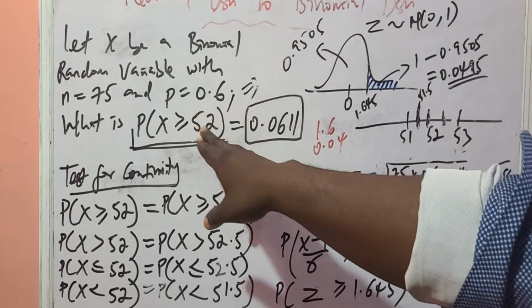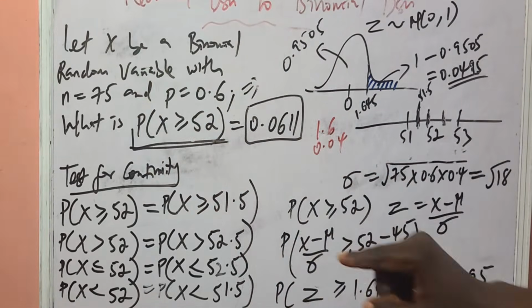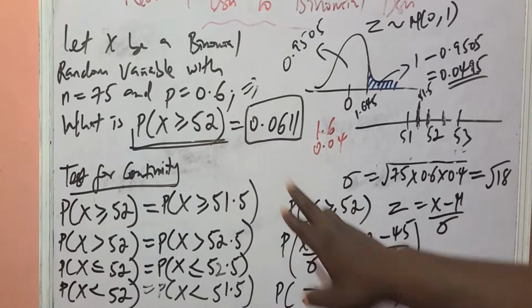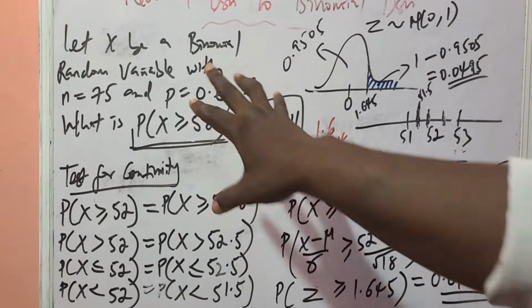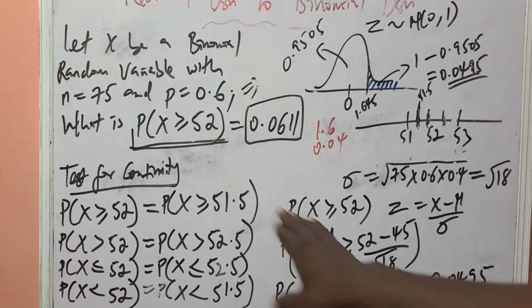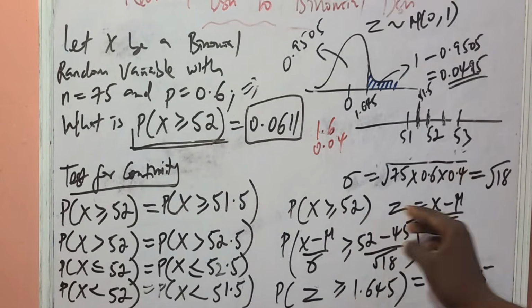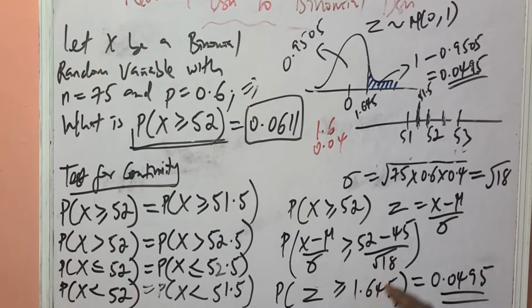You have to use binomial to solve from 52 to 75. So you don't want to go through that process. You want to make use of normal distribution. Now, if you just fix this under a normal distribution, of course, if x is greater than or equal to 52, you want to standardize this, and then you got 1.645. You find the probability to be 0.0495.